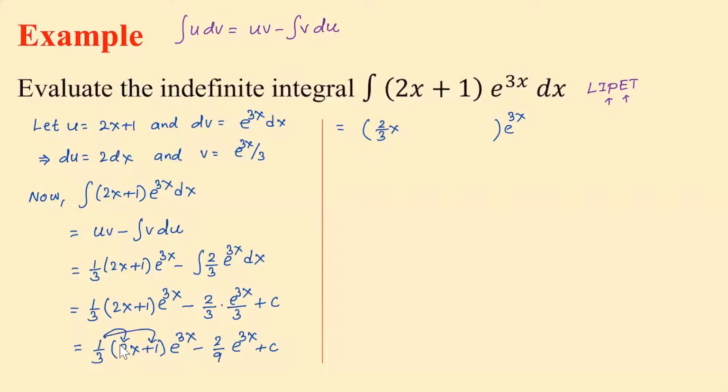1/3 multiplied to 1, that is 1/3. Then we have a minus. And from the second term, e to the 3x is already factored out. Here we are left with negative 2/9. So minus 2/9 plus c, which is equal to 2/3 x. And here we have 1/3 minus 2/9. 1/3 minus 2/9 is 1/9. So plus 1/9 multiplied to e to the 3x plus c. So that is the value of the integral given here.